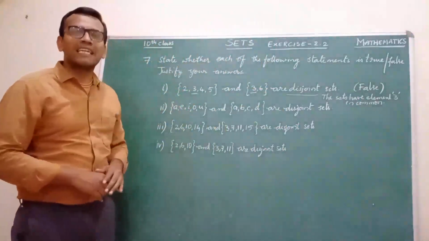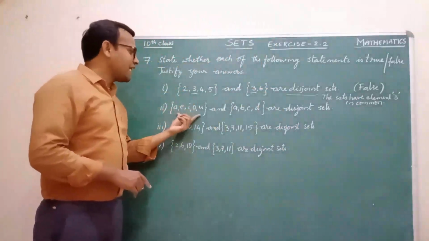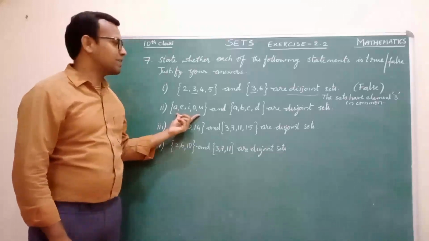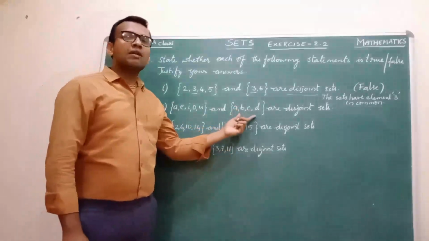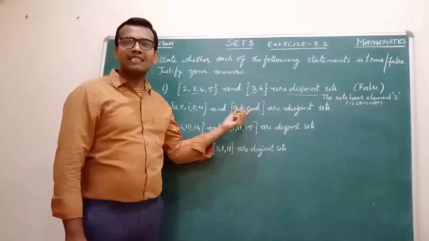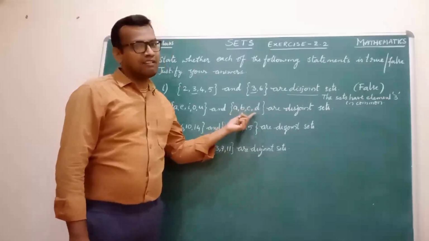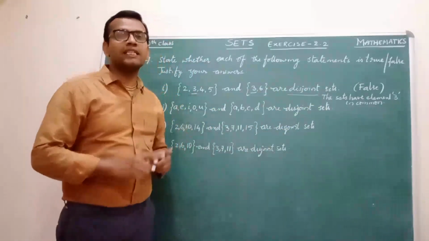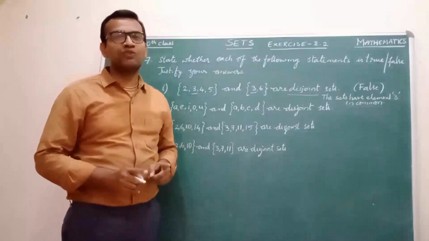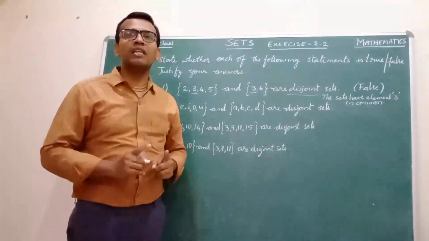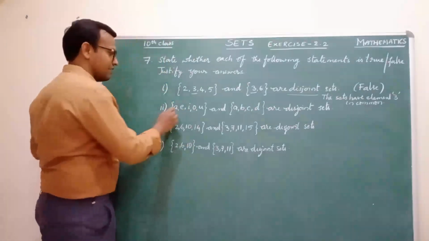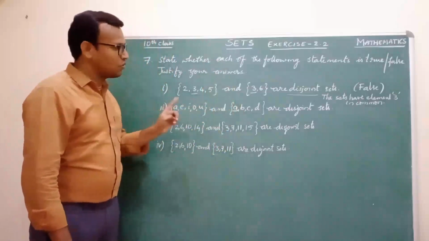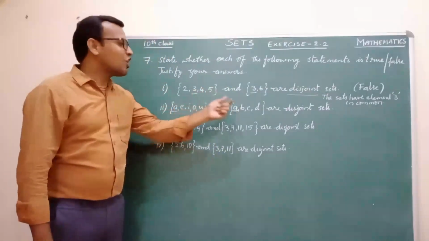Now let's see the second statement. Set of A, E, I, O, U. This is the set of vowels of the English alphabet, and set of A, B, C, D. Now this is the set of first 4 letters of the English alphabet. They are disjoint sets. So here again he is saying that the sets are disjoint. The condition for disjoint sets is that there should be no element in common. Let us check. A and A is common in both. Yes, only one element. So A is common in both the sets.